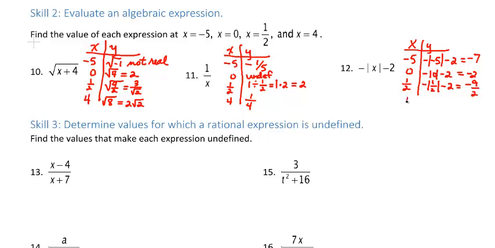And then lastly, if we have 4 for x, the opposite of the absolute value of 4 minus 2. Well, the absolute value of 4 is 4. The opposite of that is negative 4. Negative 4 minus 2 is negative 6.